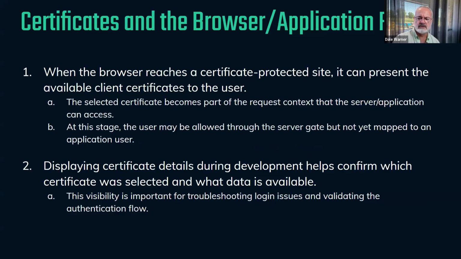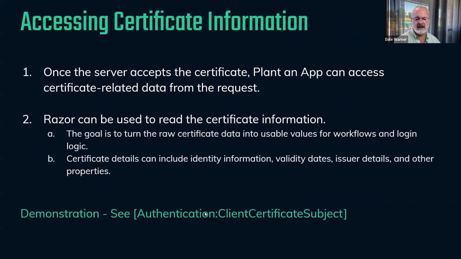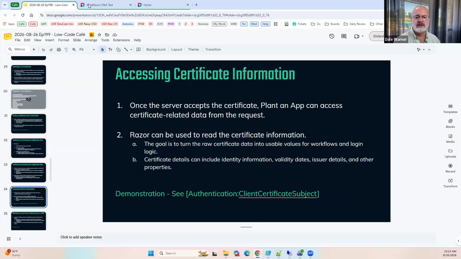So once the browser reaches that certificate protected site, it presents the certificates that they have available, and that becomes part of the request going back and forth. Once they've selected one, then it's part of the request, and the details are available to the server. So how do you get access to it? Razor is one easy way to do it, and so I'm going to show you the simplest level of Razor script that can do it.